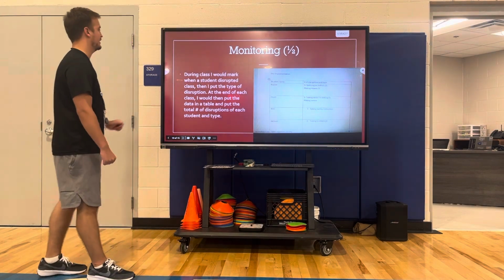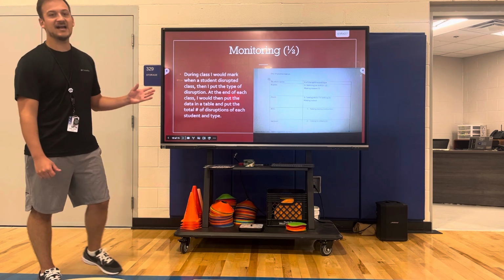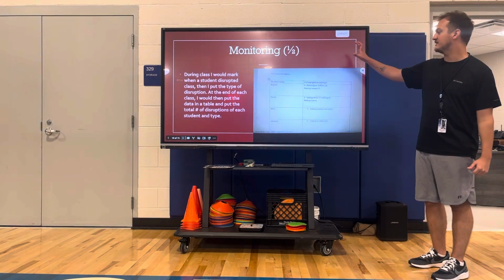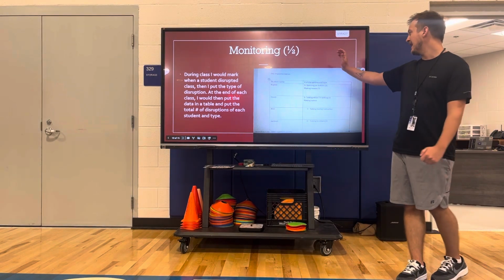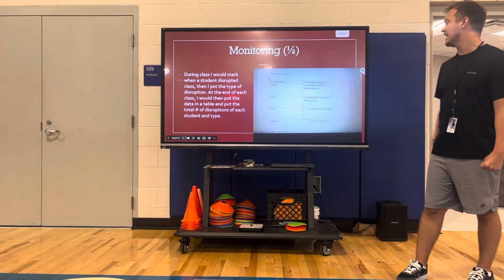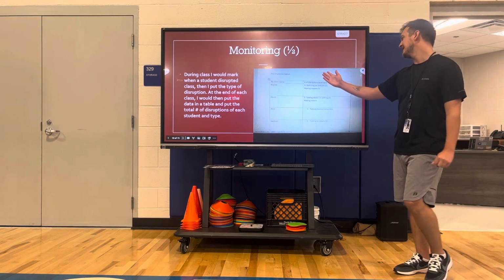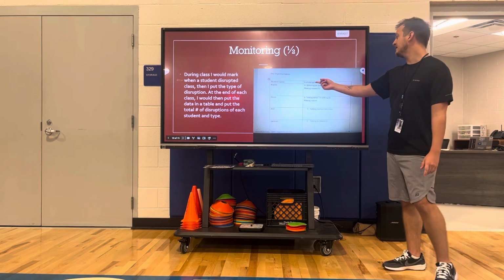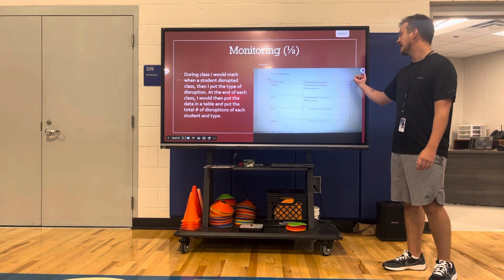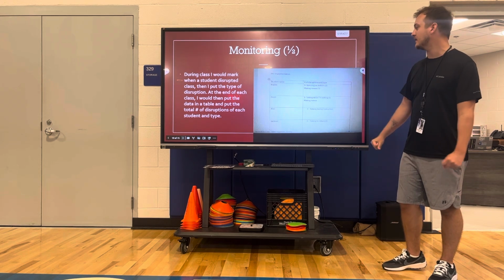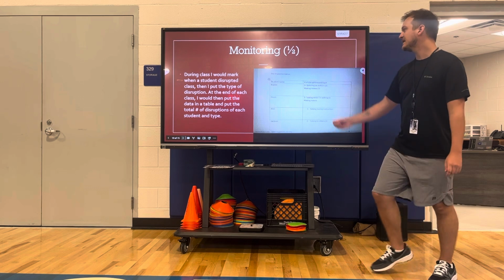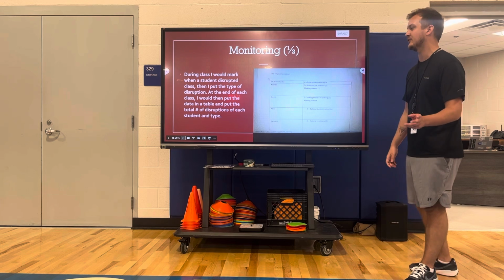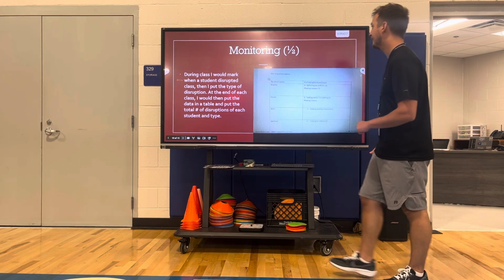Next thing is monitoring. Whenever I was doing this action research project, I had a sheet that had every student, and then it would have the number of disruptions and the type that they had. So for example, for this student, and these are just examples, she had 3 total disruptions, and 2 were for spinning around on her bottom while I was talking, and 1 was for making noises. At the end of each class, I would then put the data in the table and put the total number of disruptions and type for each student.